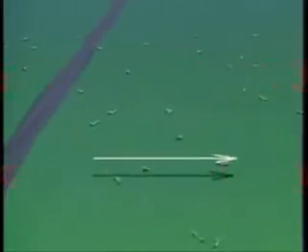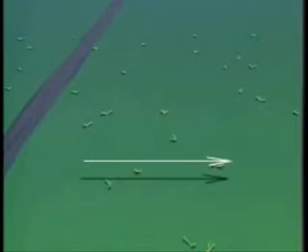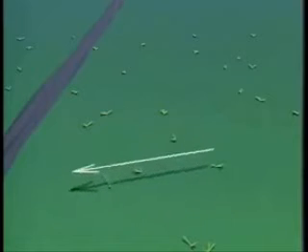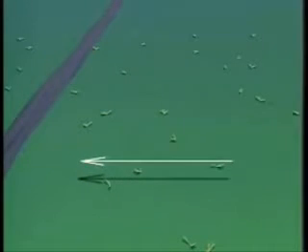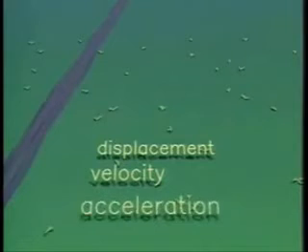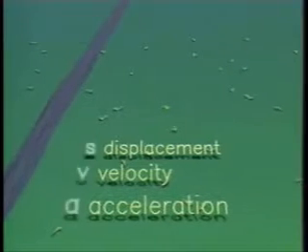A quantity that has both magnitude and direction is a vector represented by an arrow. The arrow's direction is the direction of the quantity, and the length of the arrow indicates its magnitude. Displacement, velocity, and acceleration are all vectors. In equations, vectors are written in boldface.